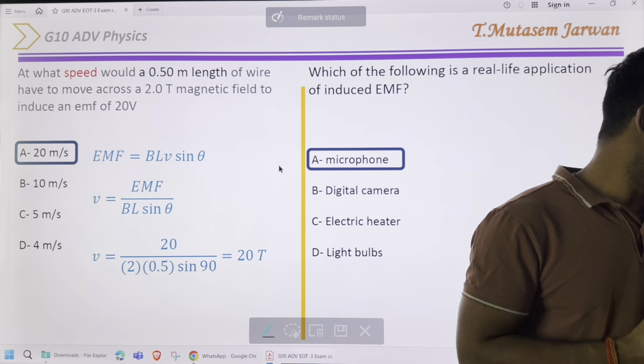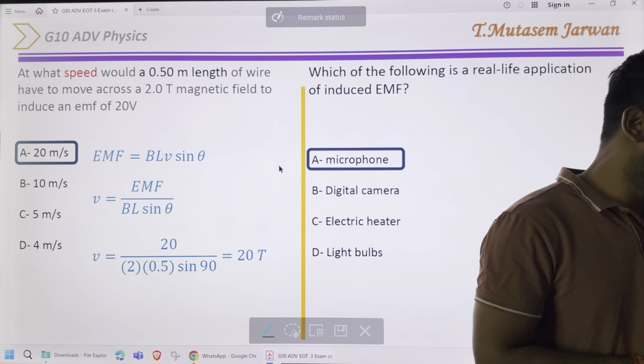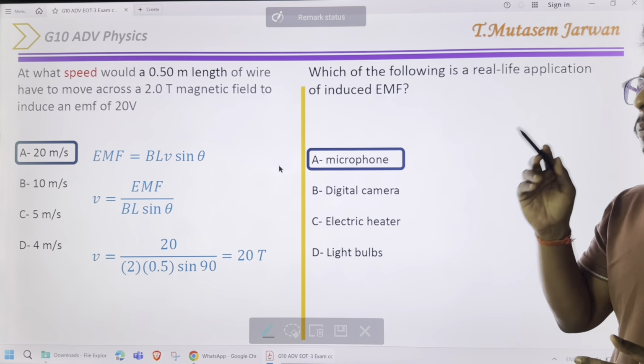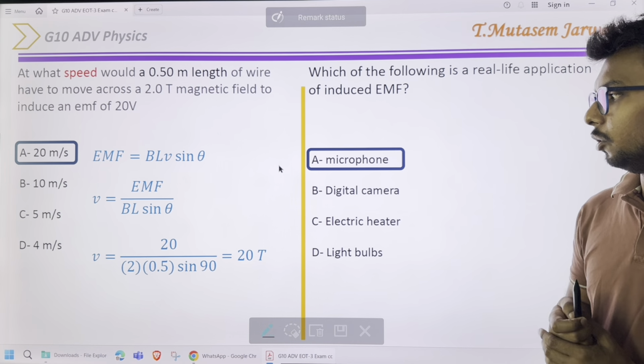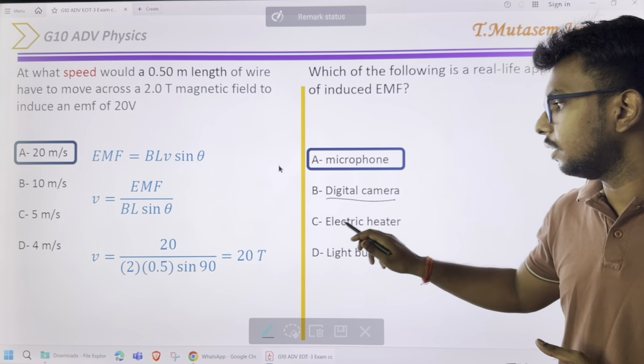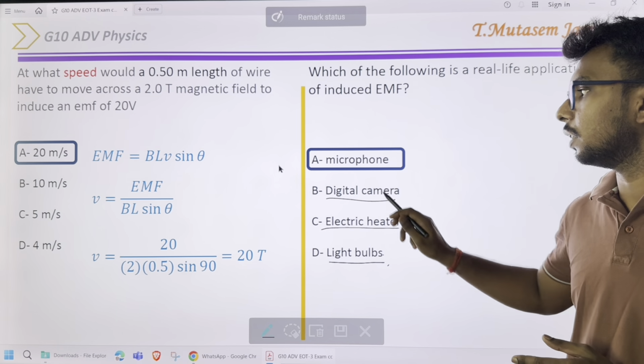Which of the following is a real life application of induced EMF? Induced EMF means because of the magnetic field and the movement of the conductor, there must be a current induced. So digital camera, none. Electric heater, none. Light bulbs, none.